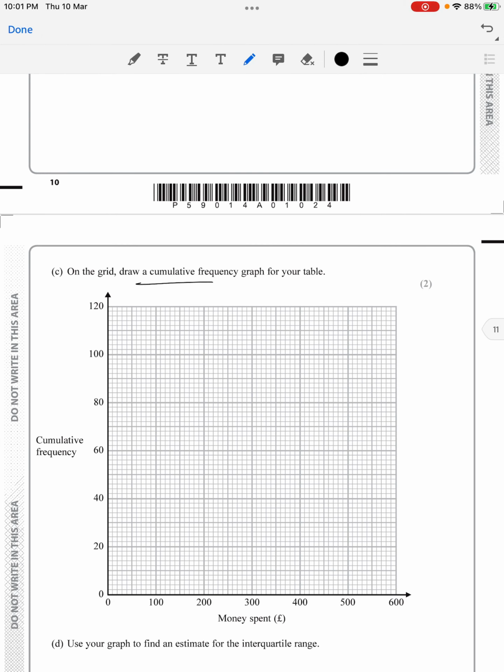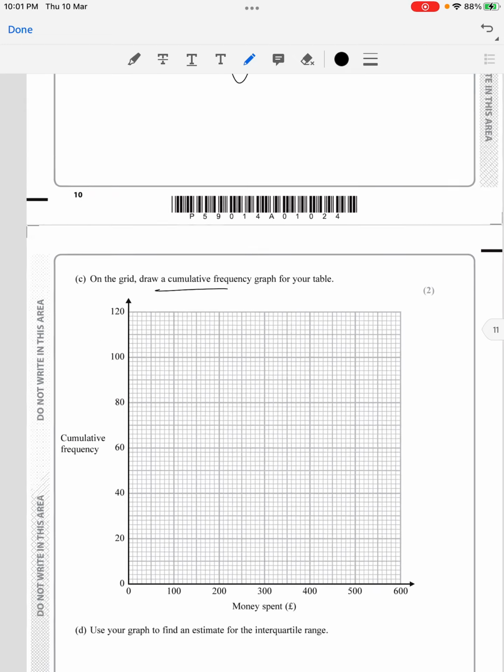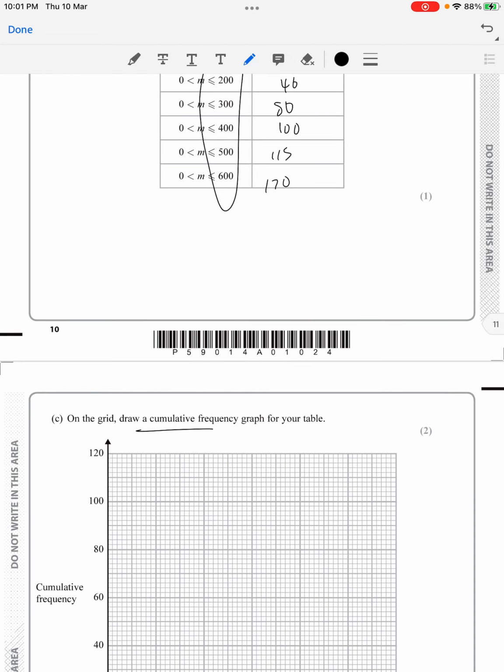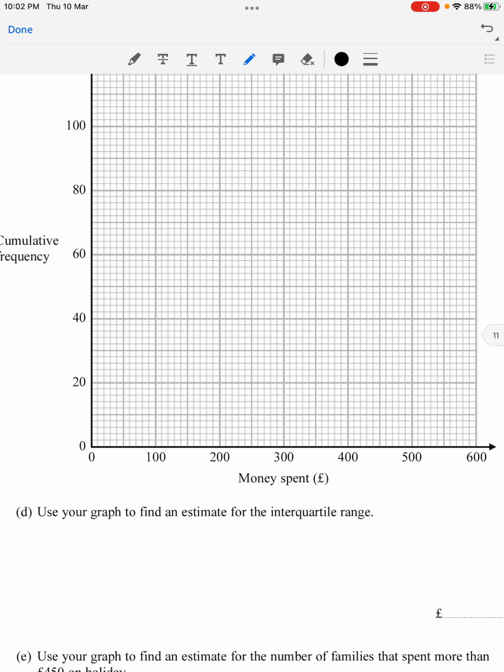So now on the grid, draw a cumulative frequency graph for your table. So on your grid, we have to find out the cumulative frequency. So we will use these values as the x values and the cumulative frequency as y values. So let's start with 10 and 100. So 10 and 100. So on the cumulative frequency, you have 10.